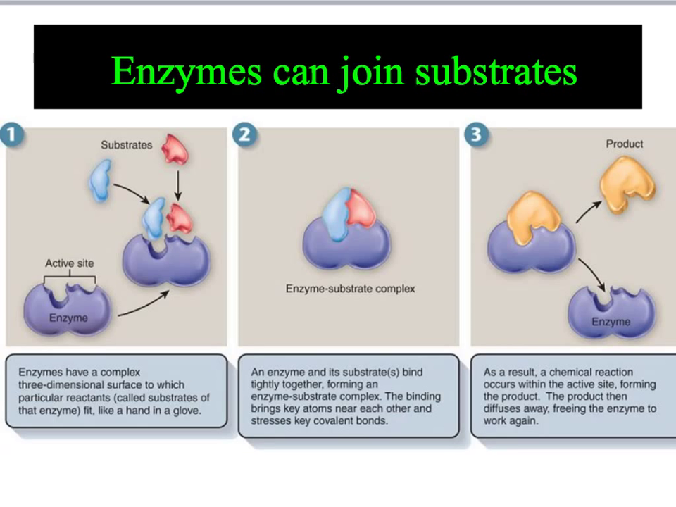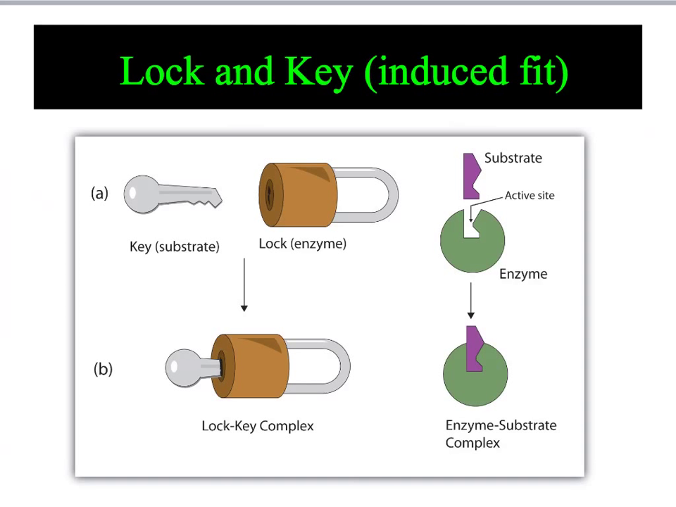The opposite is also true for enzymes. Enzymes can take two substrates and help bind them together and then release them as a product. The lock and key model or the induced fit model is just a way to describe how the enzyme and substrate work. The key would be the substrate, the lock would be the enzyme, and it has to be a perfect match to work.